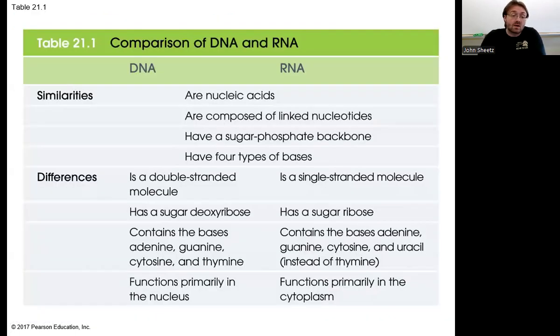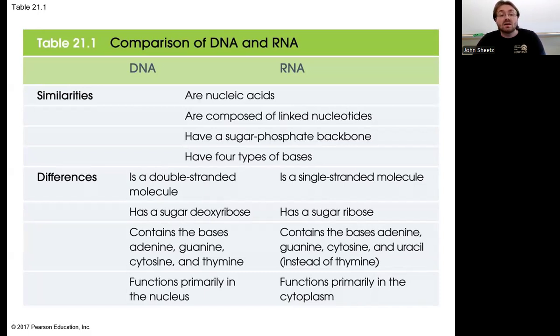All right. So they both have a sugar phosphate backbone, and they both have four types of bases, which means that these bases are read in three-base sequence codes. So that leads to a very large number of different combinations for the production of amino acids.